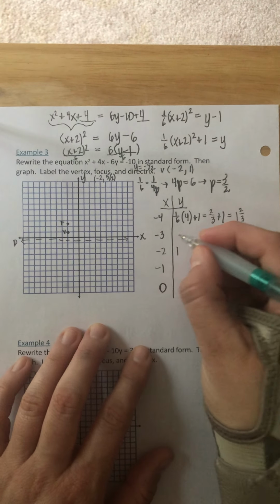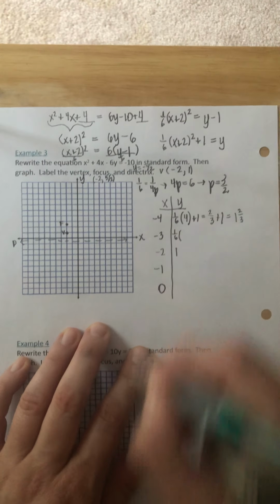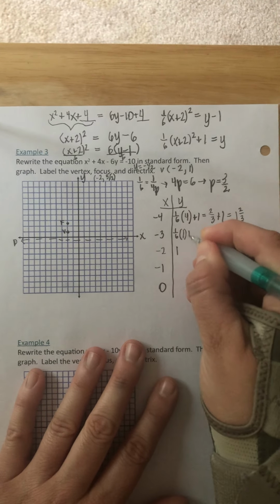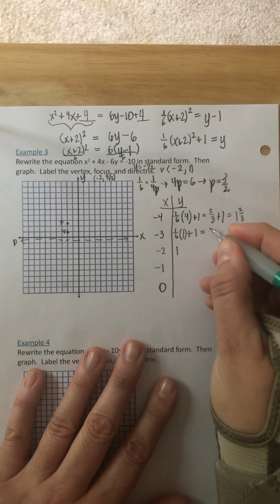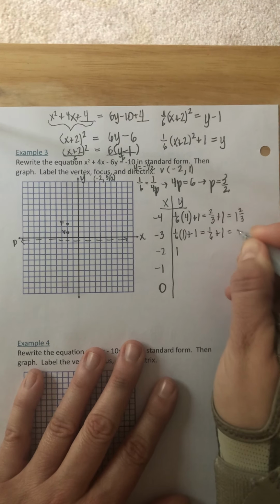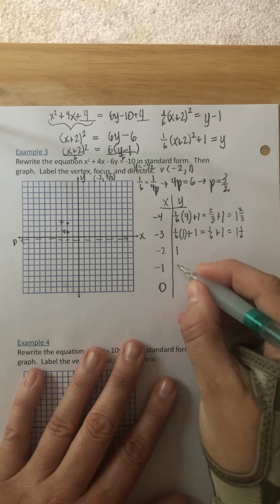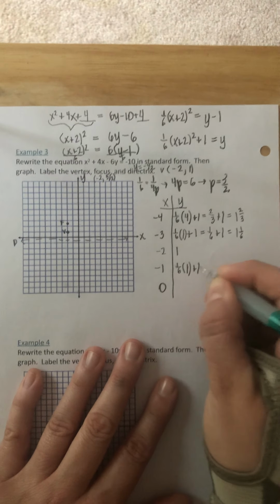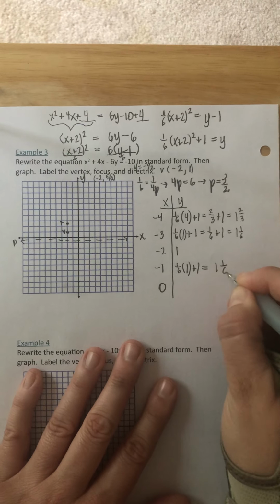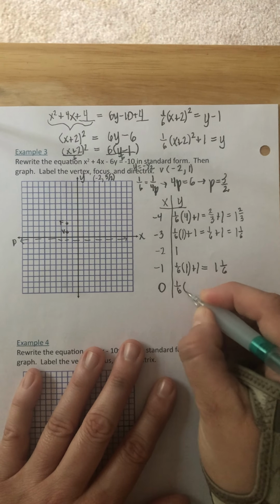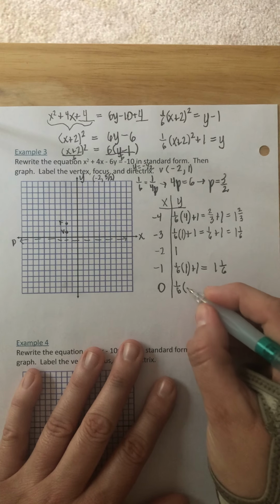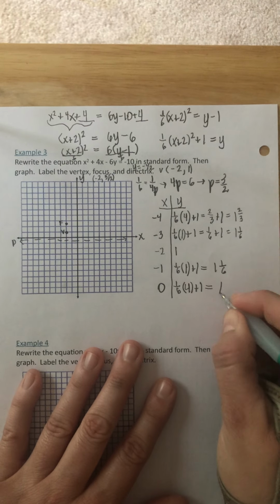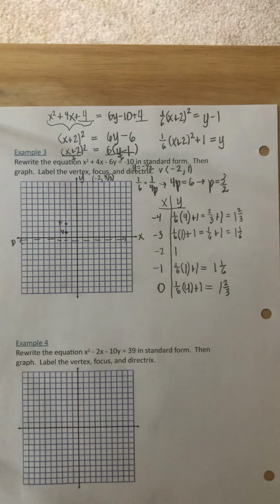Whatever you want. I'm going to plug in the -3. I already have the 1/6. So -3 plus 2 is -1. -1 squared turns into +1. So I end up with 1/6 plus 1, which is just 1 1/6. All right, let's plug in the -1. -1 plus 2 is 1. 1 squared is 1. Guess what? I'm going to get the same thing. I'm going to get 1 1/6. And then lastly, I'm going to plug in a 0. 0 plus 2 is 2. 2 squared is 4. And I'm going to end up with the same thing that I got when I plugged in the -4 at the top of our table of values, which is 1 2/3.